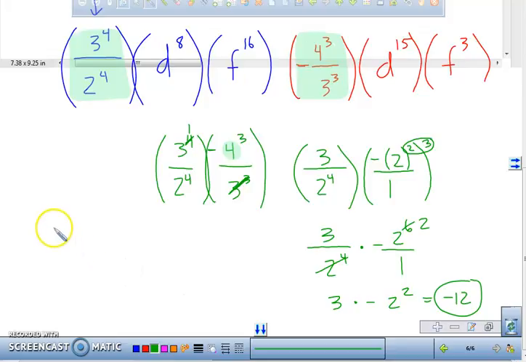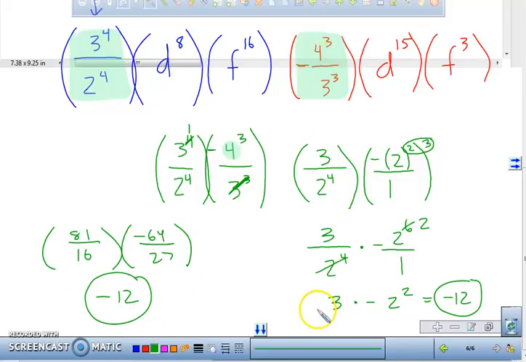Now, yes, you have a calculator, so if you had a calculator and you did 81 over 16 times a negative 64 over 27, this right here is the 81 over 16. This is the negative 64 over 27. And you multiply them together, you would get negative 12. But sometimes you're going to be called upon to do things without a calculator.